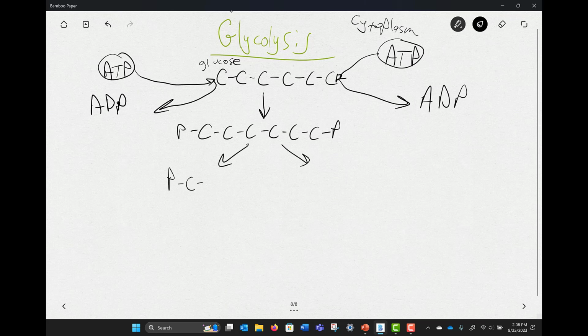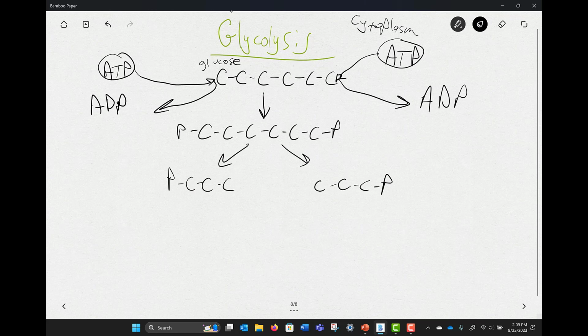So, now we've broken that middle bond. That's what we want to do. We want to start breaking this glucose down. We spent some energy in an effort to do that. We have 2 3-carbon compounds with a phosphate group on each end, but we want to make sure that those 3-carbon compounds do not kind of stick back together.